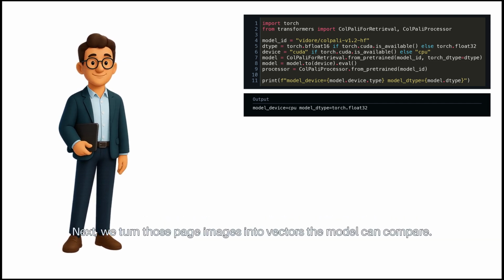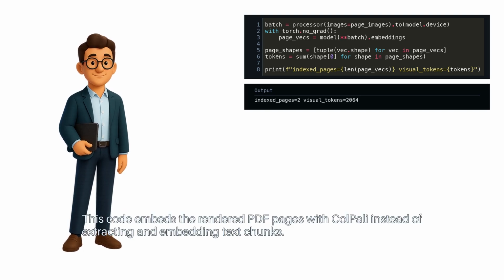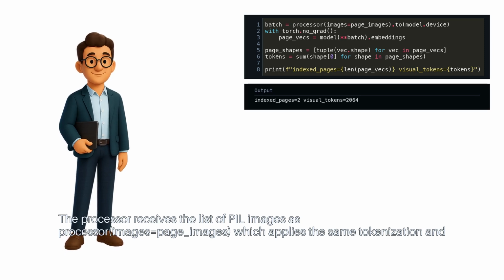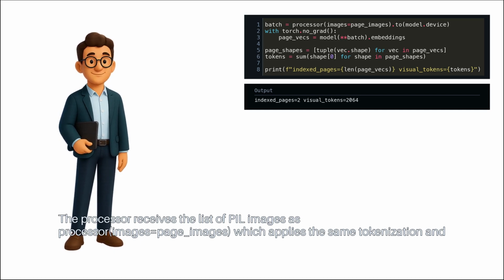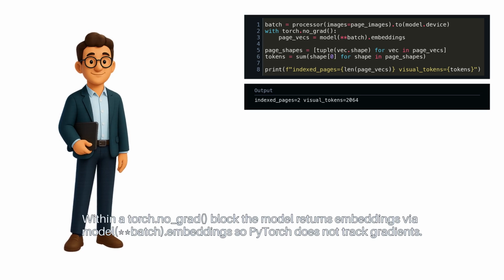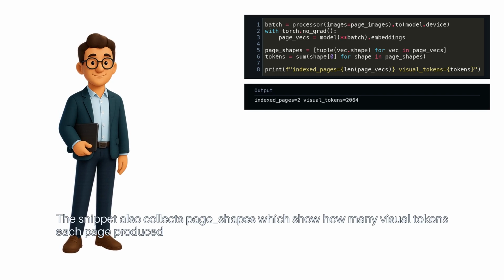Next, we turn those page images into vectors the model can compare. This code embeds the rendered PDF pages with ColPali instead of extracting and embedding text chunks. The processor receives the list of PIL images as processor images equals page images, which applies the same tokenization and resizing logic the model expects. Within a torch.no_grad block, the model returns embeddings via model batch.embeddings, so PyTorch does not track gradients. The snippet also collects page shapes, which show how many visual tokens each page produced.